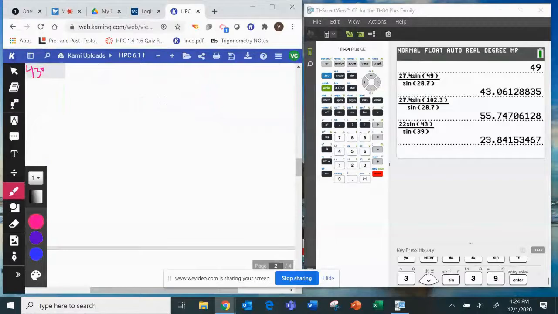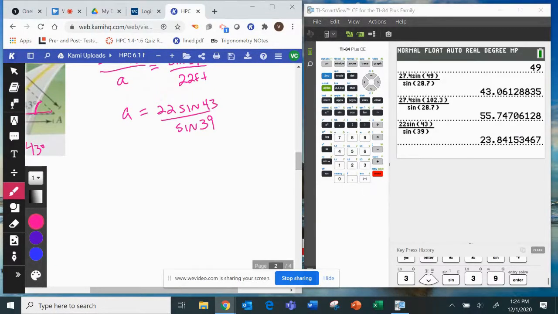Let me get the pole. The pole is approximately 23.842 feet. Now I think about, does that seem reasonable?